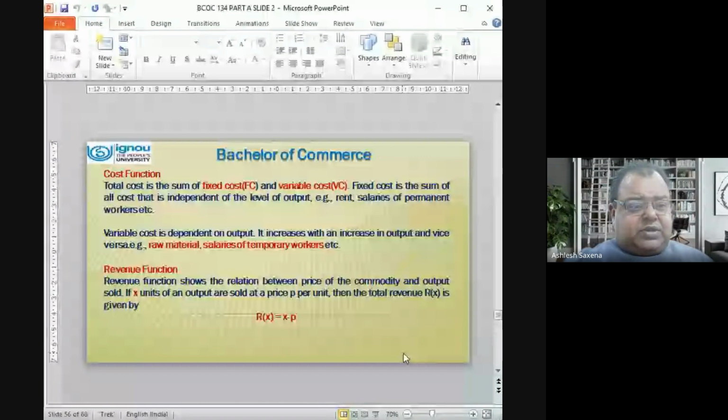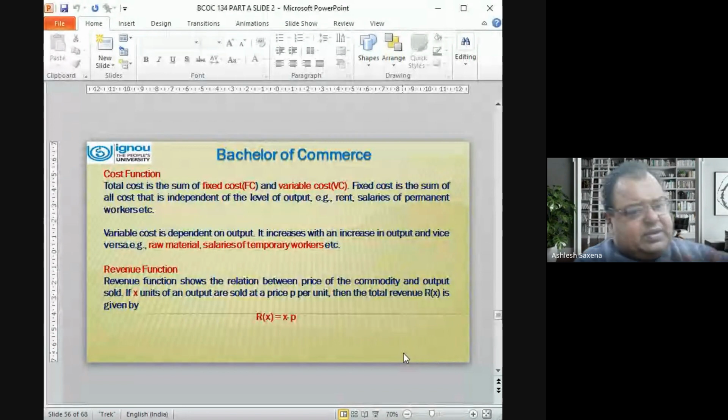Cost function. Total cost is the sum of fixed cost plus variable cost. Fixed cost is the sum of all the cost elements that is independent of the level of output. Variable cost is dependent on the output, for example raw material, salaries of employees, workers, etc.